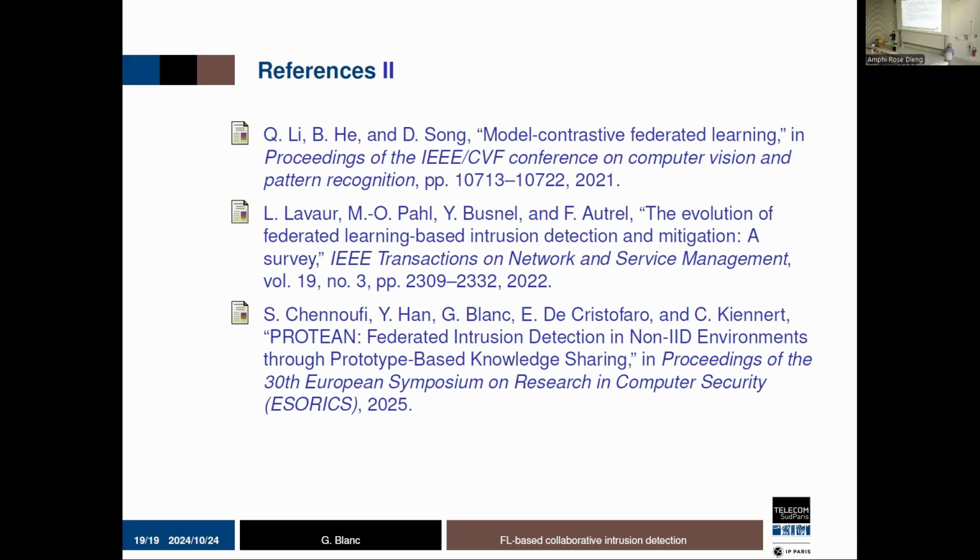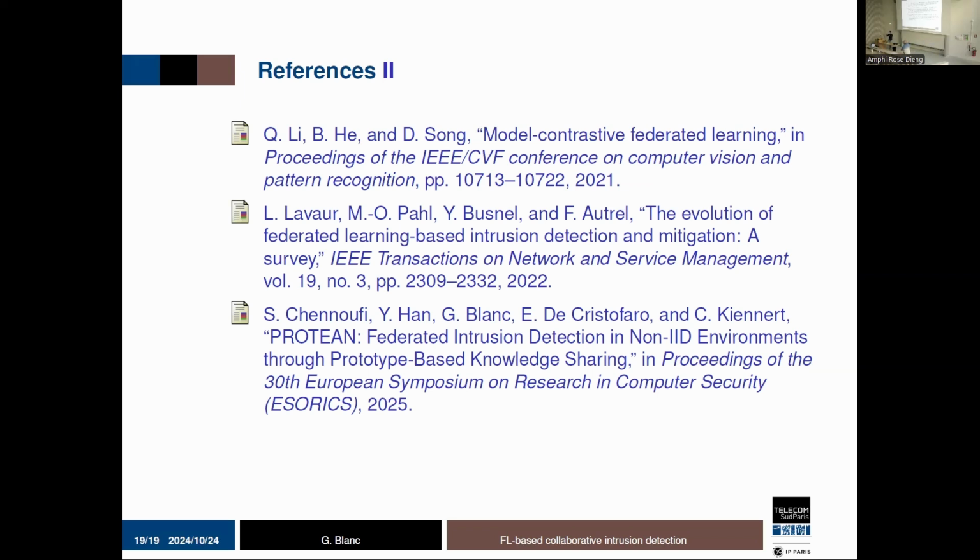Yeah, these are really good questions. These are part of the assumptions that we have. First, I wanted to acknowledge the other colleagues in this work. There's Yufei Han from INRIA, who helped us with designing the whole approach about federated prototype learning, and Emiliano De Cristofaro from UC Riverside. And this is the work of Sarah Chenoufi.